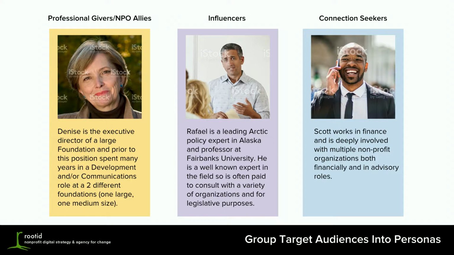Here you have your NPO ally, an executive director of a large foundation, who has spent time in development and communications and in a variety of different roles. So this is someone who could also be an influencer, but the reason that they're different is because what's motivating them to come to the website and what they're looking for is different. And then your influencer is someone who's a leading expert. In this case, it was a policy expert because they do a lot of Pacific Rim work across multiple countries. And so you really need these people who want to align with you, so they're interested in your partnerships and what you have to say.